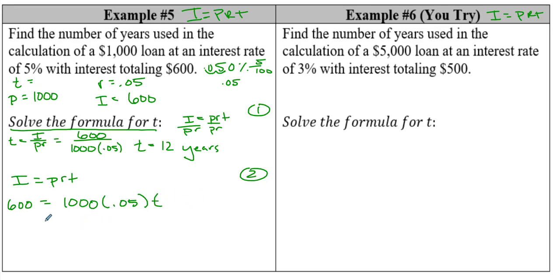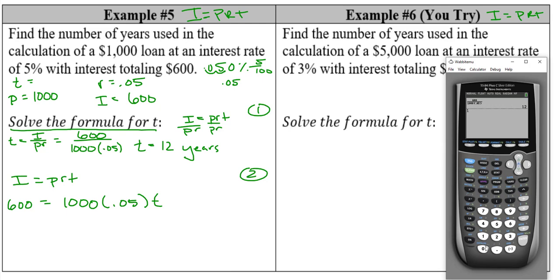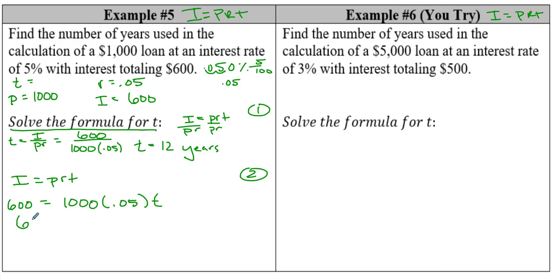Okay, now we can distribute like we've distributed before. Let's go ahead and do that. We got 1,000 times 0.05, and we get 50. So this is now 600 is equal to 50t.